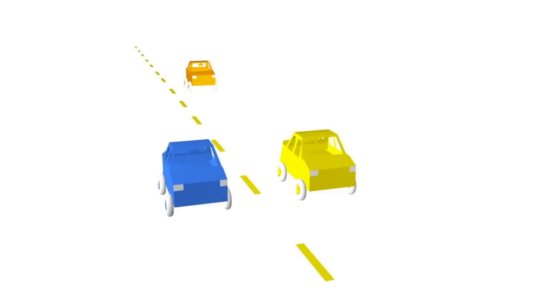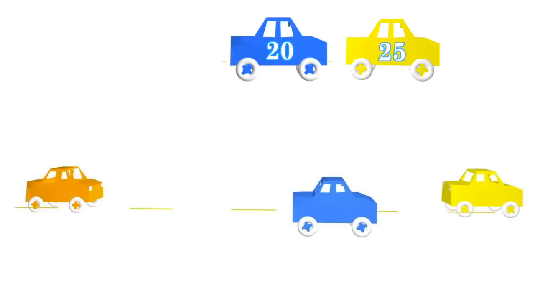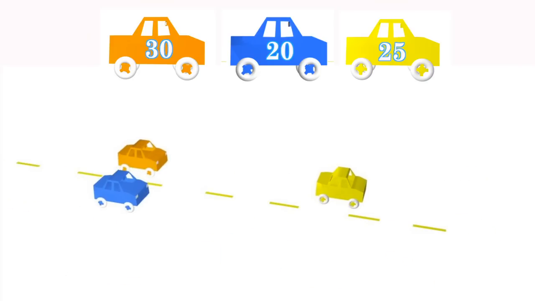From the reference frame of someone standing by the side of the road, they would see the yellow car traveling at 25 miles per hour, the blue car traveling at 20 miles per hour, and the orange car traveling at 30 miles per hour.